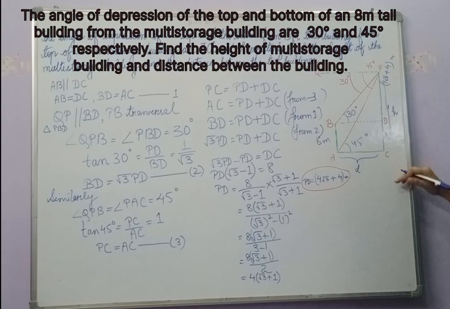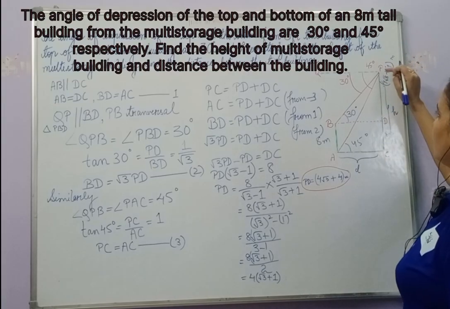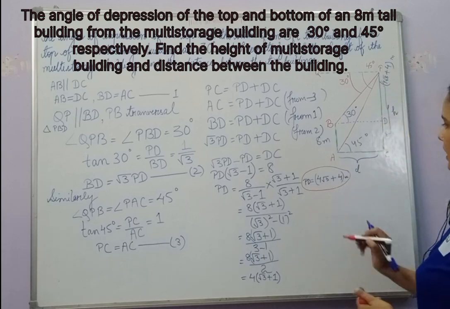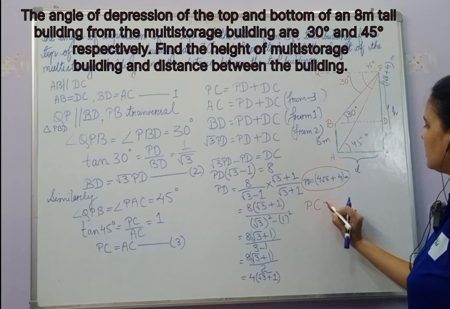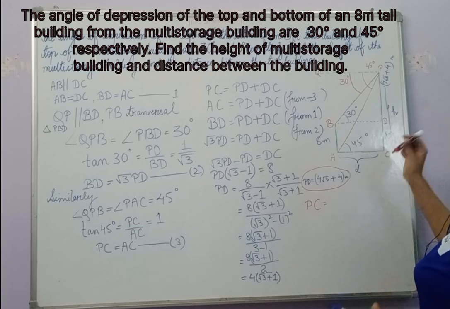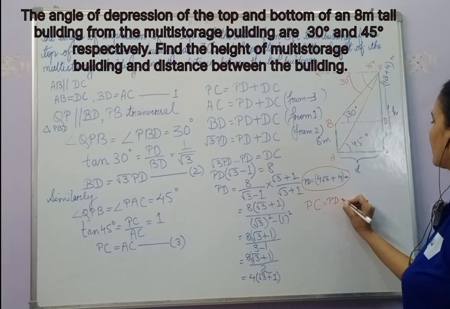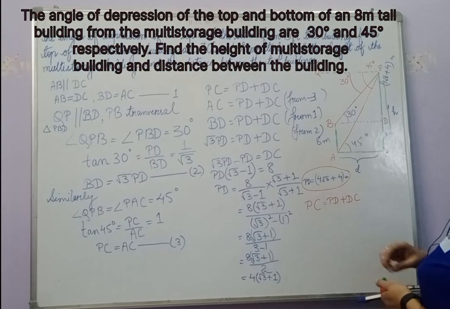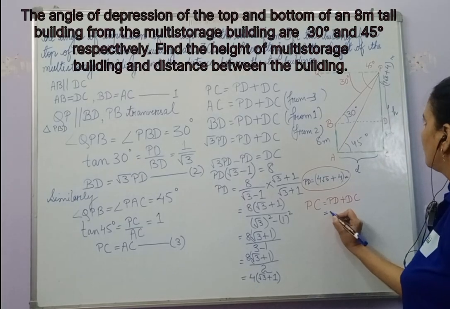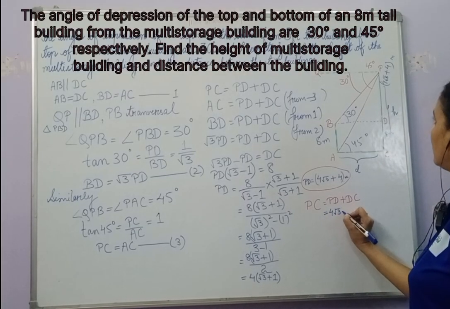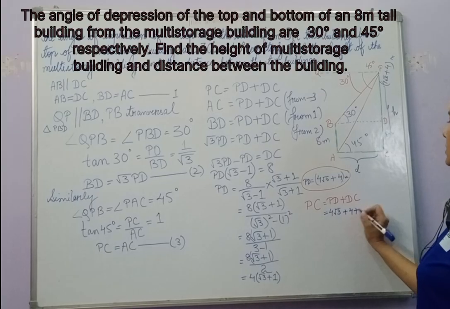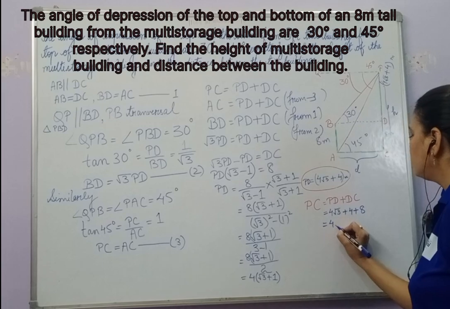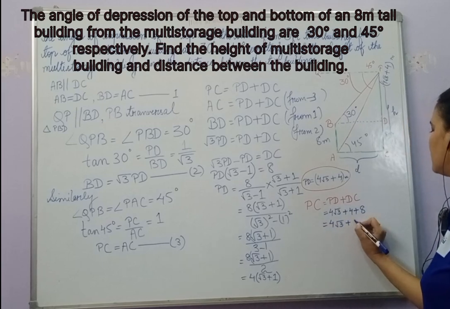So what will be the total height? Total height will be how much? PC is equal to PD plus DC. So we need to sum up. So the final answer we get, PC is equal to PD plus DC. Okay. So what is the value of PD you got? 4 root 3 plus 4. What is the value of DC? 8. So it will be 4 root 3 plus 12.